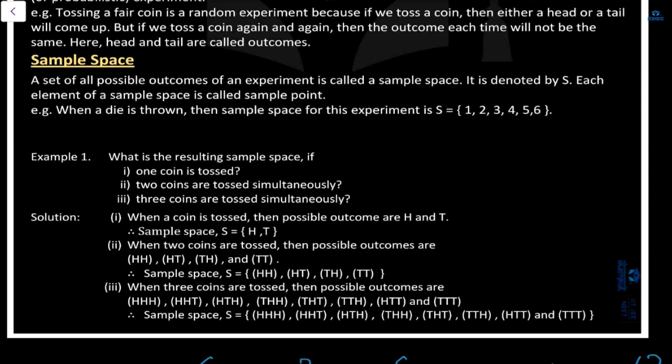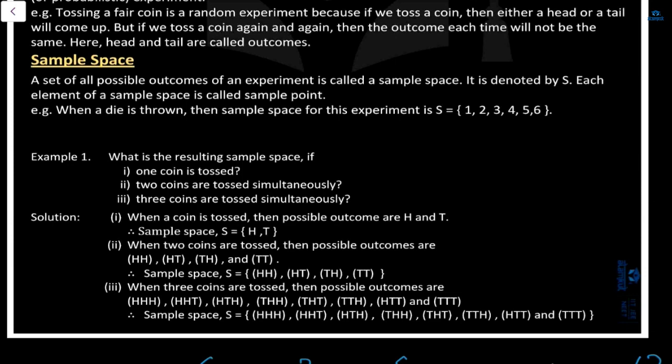Sample space means what outcomes you can get from that event. For a coin, it is head and tail. Remember, if you are tossing just a single coin, then head and tail. If you are tossing 2 coins simultaneously, then there will be 4. And if you are tossing 3 times, then it will.